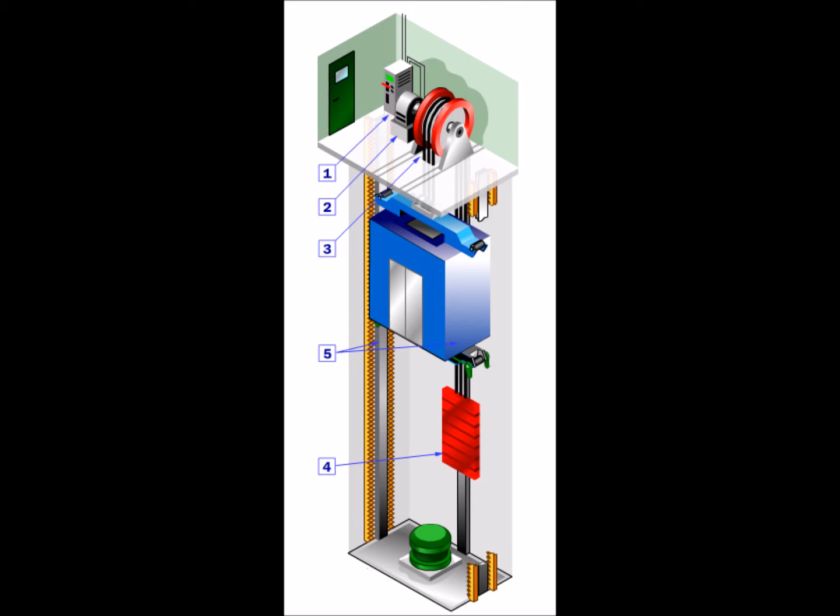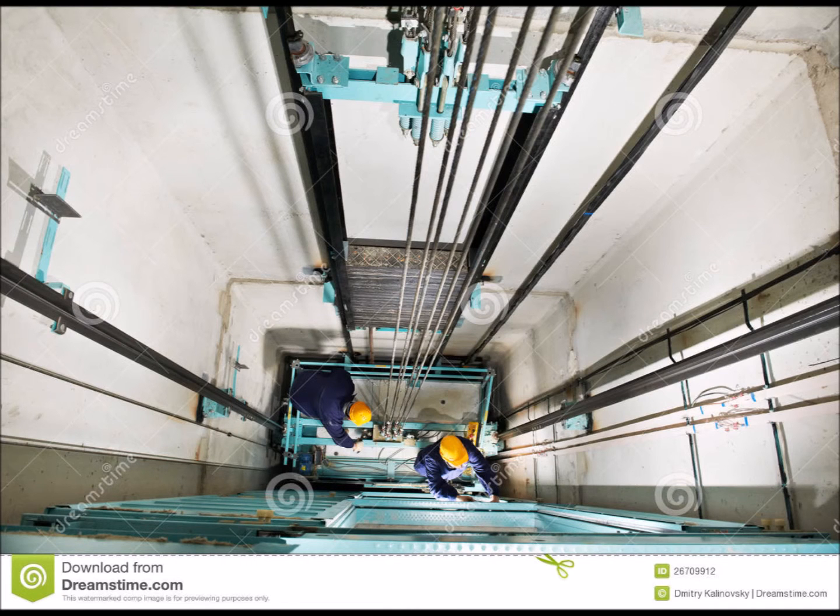Gearless traction elevators are what most think of when describing elevators. These elevators employ a motor pulling cables with a cab attached to one end and a counterweight attached to the other. These elevators can travel up to 2,000 feet per second and are the only choice for high-rise applications.